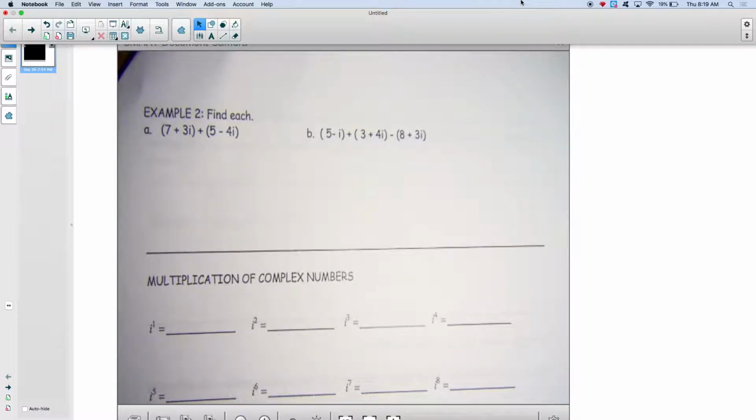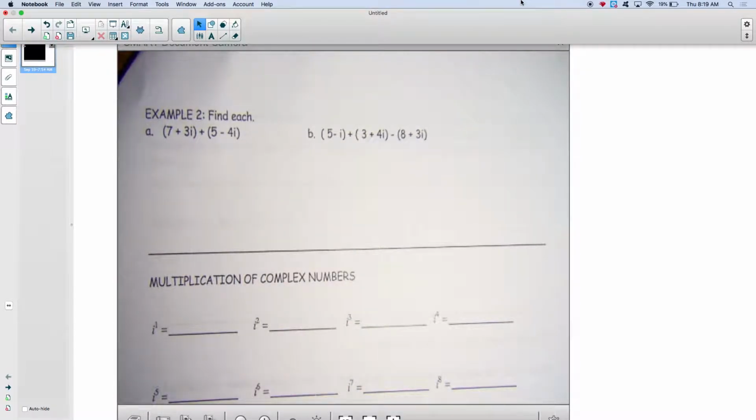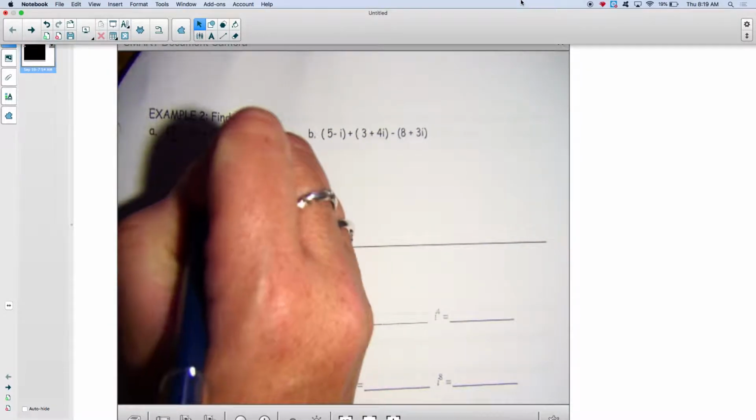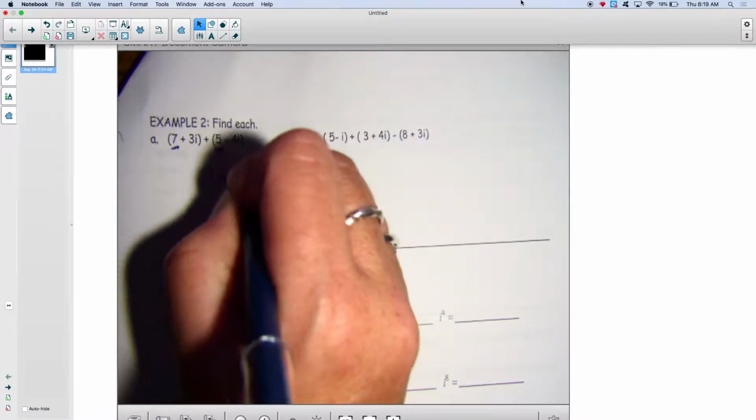So when we add or subtract, we add or subtract the real parts, then we add or subtract the imaginary parts. I think of i as like an x. If it was 3x plus a -4x, it's -x. So if it's 3i plus -4i, it's just -i. So we add 7 and 5 and get what? 12, and then just 12 minus i.